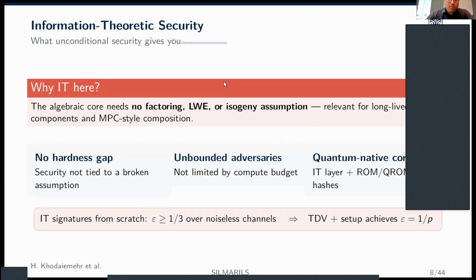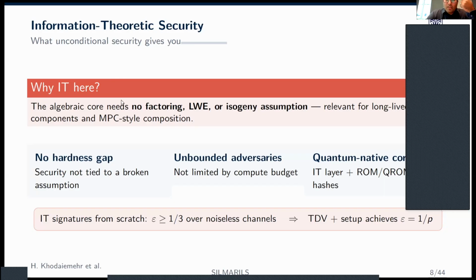And so yeah, let's see what information-theoretic security means here. Somebody may ask, why bring information-theoretic security into a blockchain talk at all? The answer is very simple. The algebraic core needs no factoring, like LWE, learning with errors, or isogeny assumptions. So the information-theoretic security tools are very simple, unlike the tools we usually use in public key cryptography. That's why we decided to use information-theoretic tools.